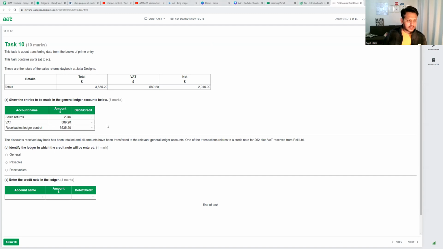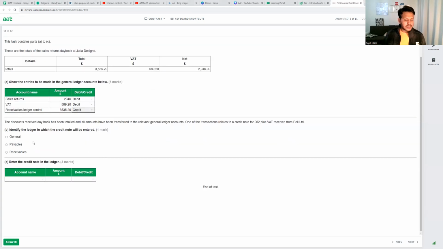Why is the receivables ledger control account credit? Because the total balance for the credit customer will go down. Because of the return, now my customer will pay me less, because they will say I returned to you, so I'm not going to pay the same amount. So the total value will be down. Normally the receivables ledger control is a debit. If I like to reduce it, I make it credit. So sales return is a debit, VAT is a debit, and receivables ledger is a credit.